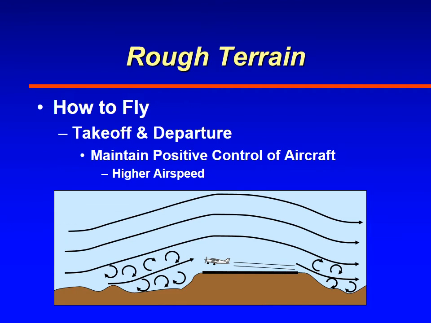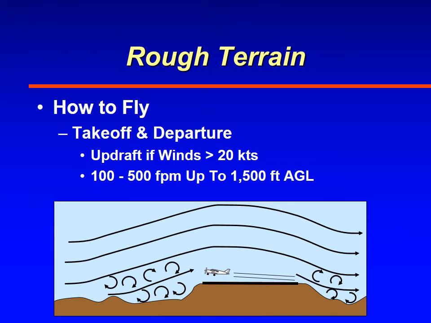So how do you fly this kind of turbulence? What you need to do is when you're flying at an airport in an area where it's rough terrain, if the airport's located on higher terrain like on a mesa, you want to make sure that you have positive control, kind of similar with small obstacle type turbulence, which means that on departure you want to accelerate to a higher airspeed and then maintain a slightly higher airspeed as you climb out so that you don't stall the airplane and exceed the critical angle of attack.